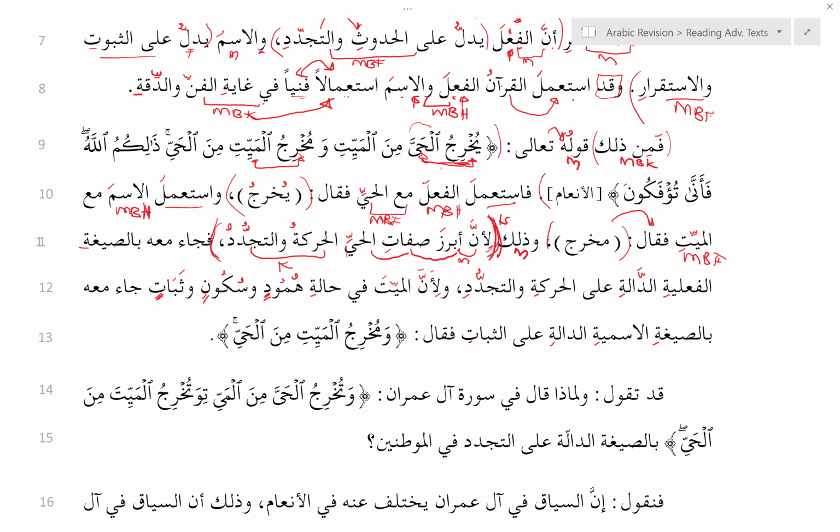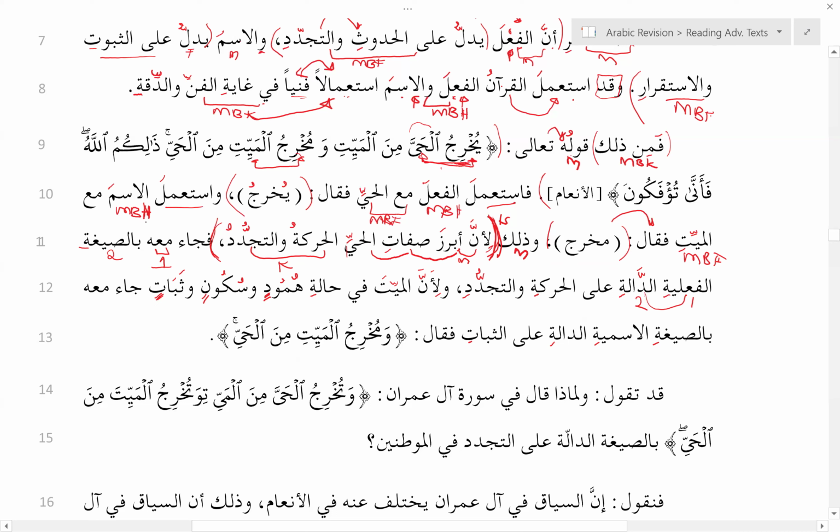وذلك لأن أبرز صفات الحي الحركة والتجدد. Full stop. فجاء معه بالصيغة الفعلية الدالة على الحركة والتجدد. So we can say حرف استئناف here. So جاء is فعل ماضي. The فاعل is the inside pronoun هو. معه, this is متعلق number one. بالصيغة الفعلية الدالة, this is موصوف وصفة. Okay, so this is متعلق number two, and in that متعلق number two you have الصيغة الفعلية الدالة على. So this is one connected chain because this is صفة number one, صفة number two of الصيغة.